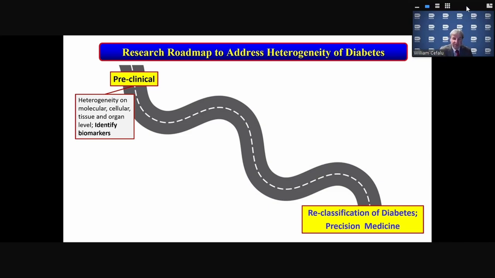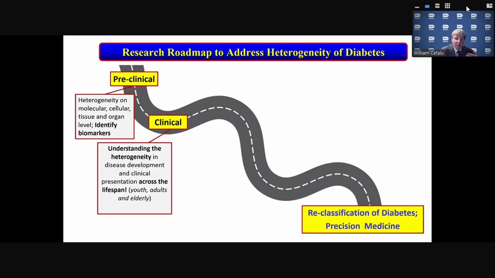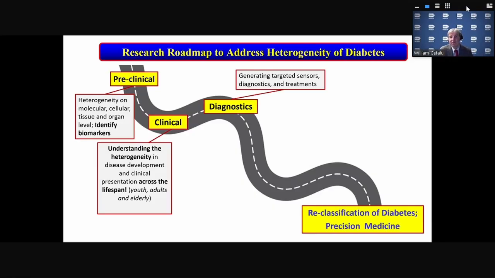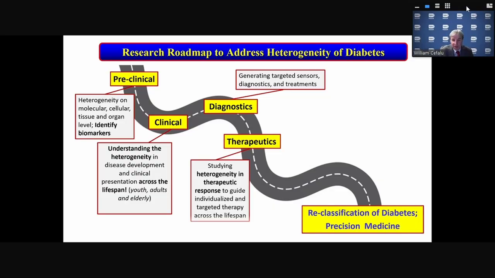And this means investing in studies at the preclinical level, heterogeneity, molecular cellular level, identifying biomarkers, doing clinical studies to understand the heterogeneity in disease development across the lifespan, investing in diagnostics, sensors, diagnostic treatments, and investing in studies to look at the heterogeneity of therapeutic response.